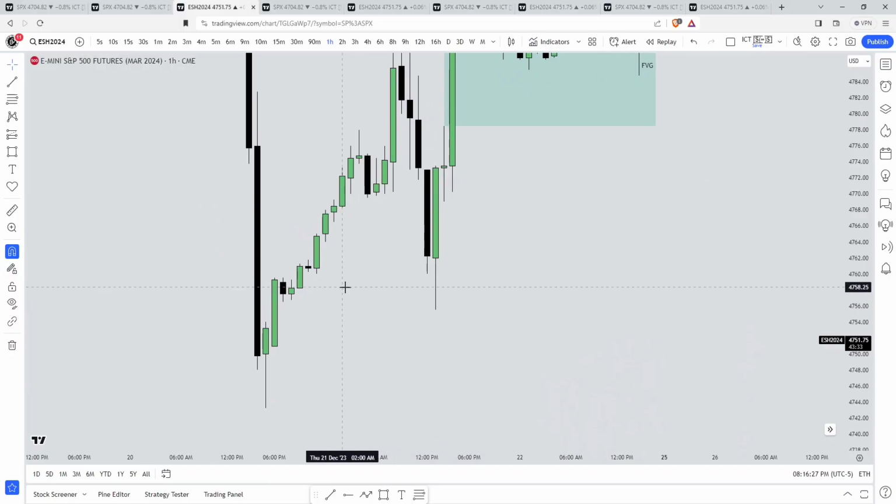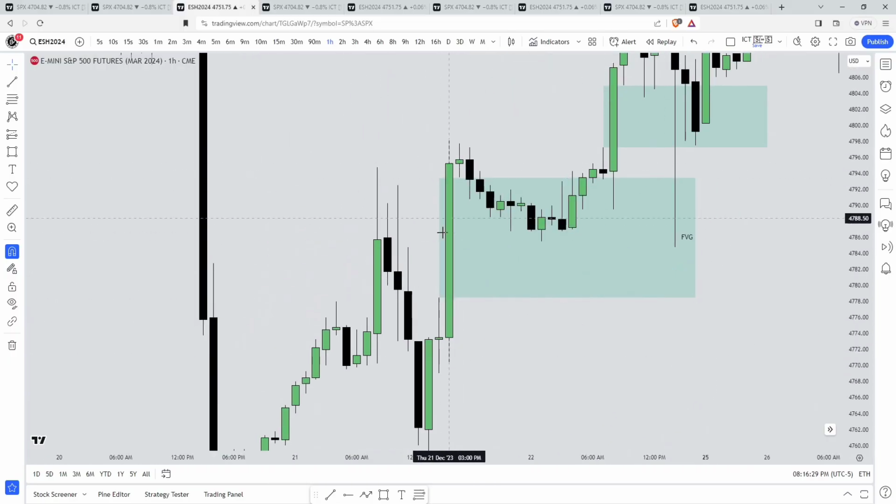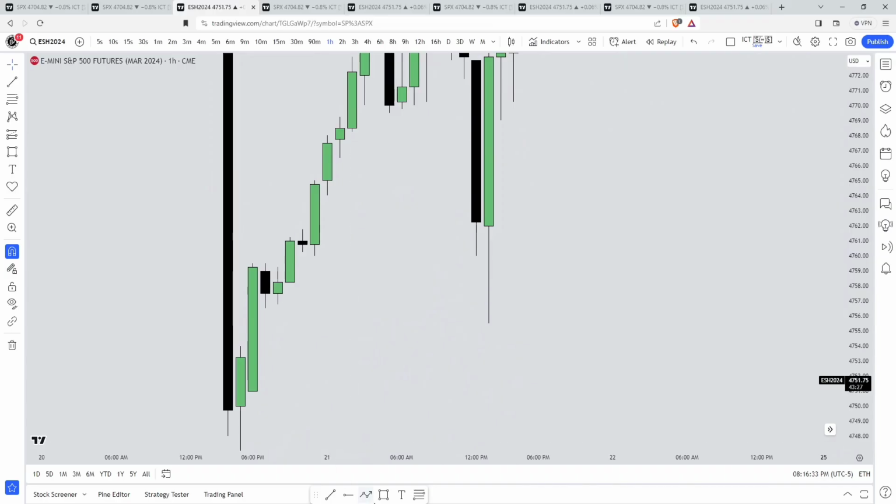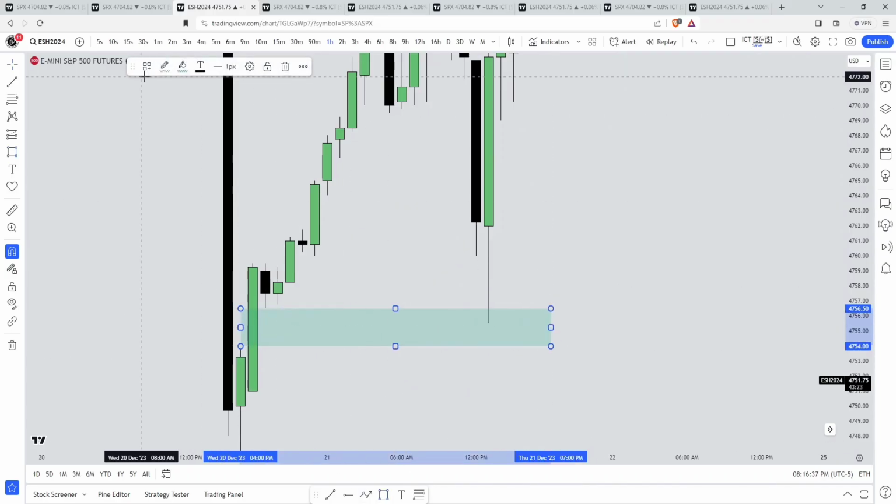We do have examples of smaller ones. It's not always going to be this big imbalance right here. Sometimes it can just be a very small one. So all the way deep in a discount down here, we have this little small bullish fair value gap.